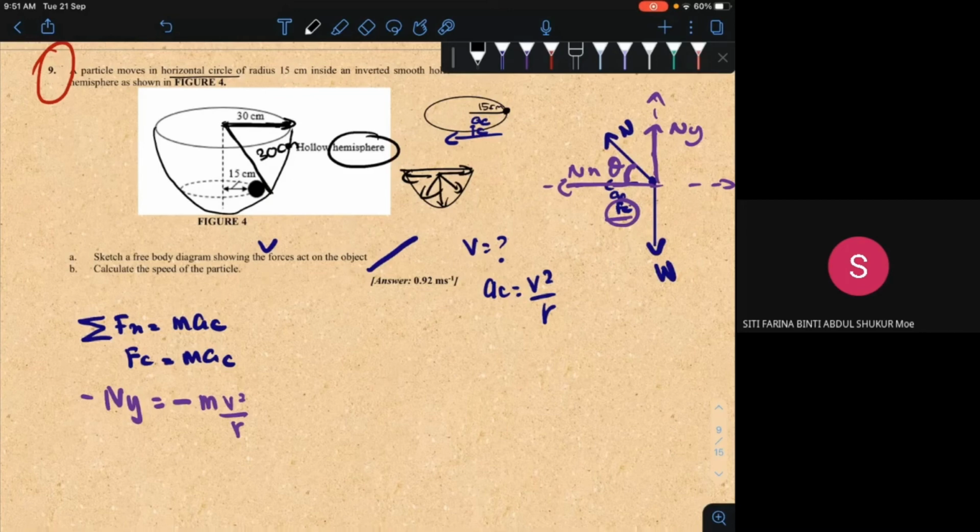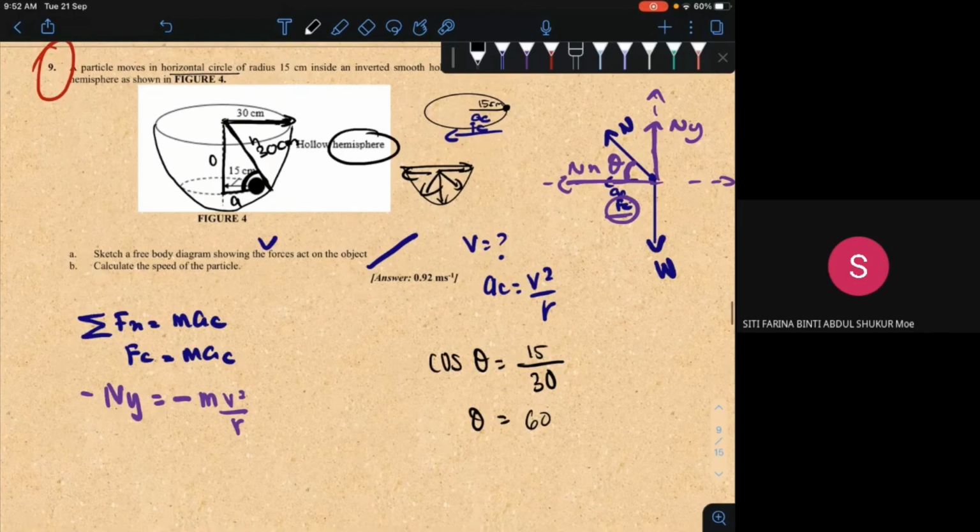Okay, so ini 30, ini 15, boleh cari theta dekat sini. Okay, ini adalah triangle opposite, adjacent, hypotenuse. So kamu ada adjacent dengan hypotenuse, so guna cos. Cos theta akan sama dengan adjacent 15 cm bahagi dengan 30 cm, dapatkan theta kamu. Shift cos. Kamu akan dapat 60 degree. So dah tahu theta dekat sini 60. So when you know your theta 60 dekat sini, awak boleh kembangkan kamu punya.